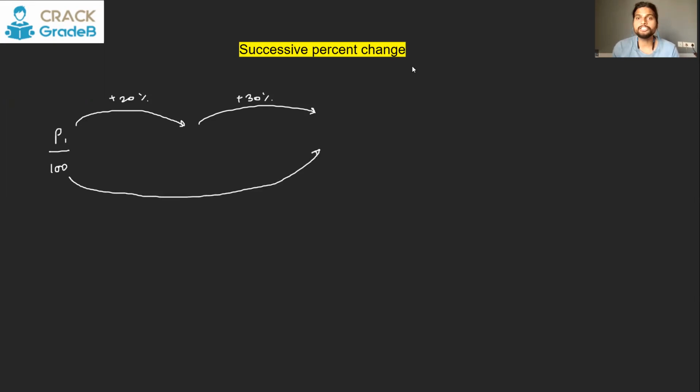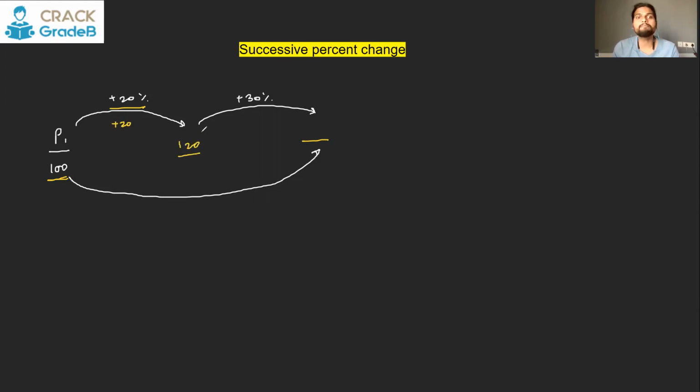What does resultant percent change mean? If the price goes directly from the start to the end point, what is the percent change? Say the price was 100 initially and it is increased by 20%. What is 20% of 100? It is 20. So it will become 120.